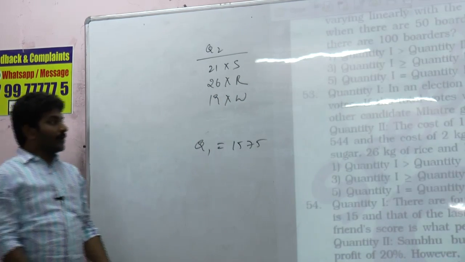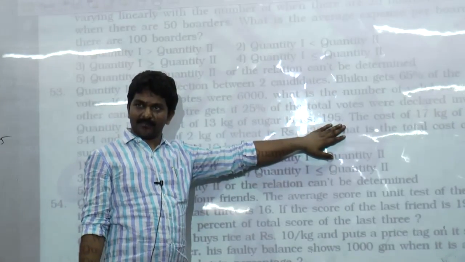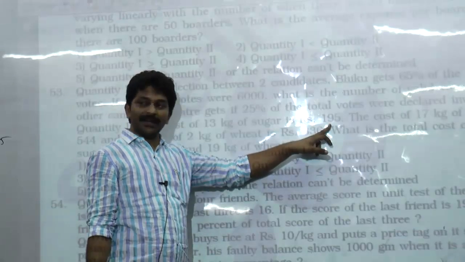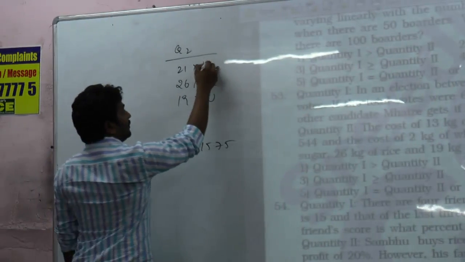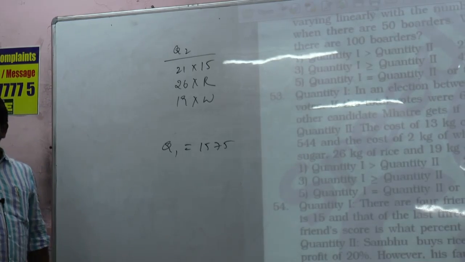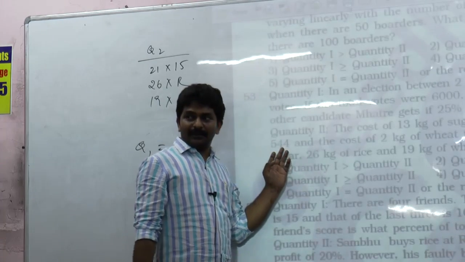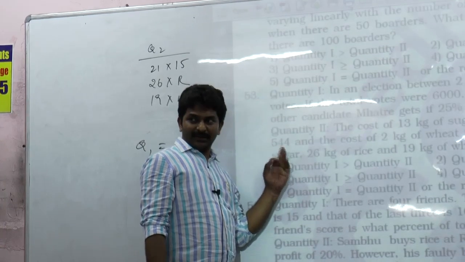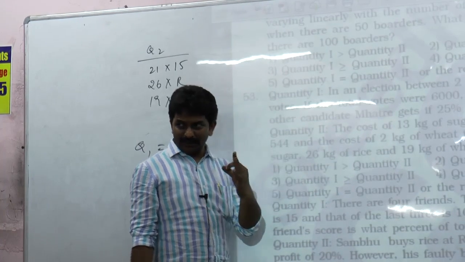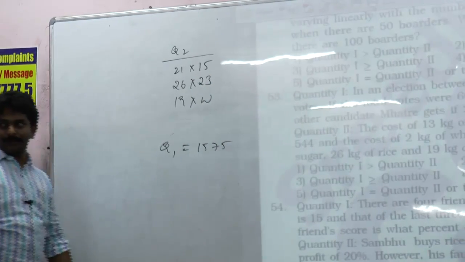Now, your information says 13 kg sugar costs 195. 1 kg sugar cost will be 195 by 13, that is 15. 21 into 15 will give you the cost of 21 kg sugar. And rice, 17 kg rice costing 544. 17 3 times 51, and then you have 34, which is 2 times. So total 32. 26 kg cost becomes 26 into 32.